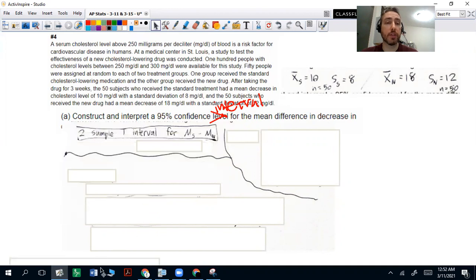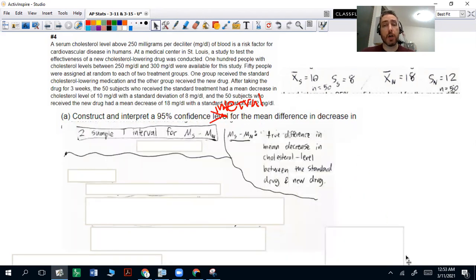So this is going to be a 2-sample T because we're talking about mean. We got 2 means here. It's not paired because it's 2 separate groups. It's not like one person's taking both drugs. So it's 2 separate groups, so it's not a pair. 2-sample T interval for the difference. Define the difference. We're talking the true difference in mean decrease in cholesterol level between the standard drug and the new drug. So standard minus new. So we're looking for a positive outcome.